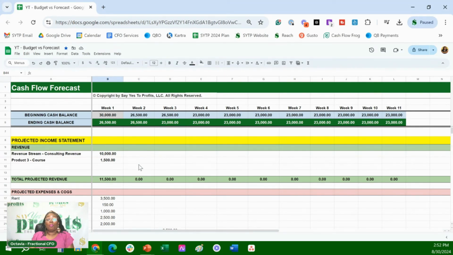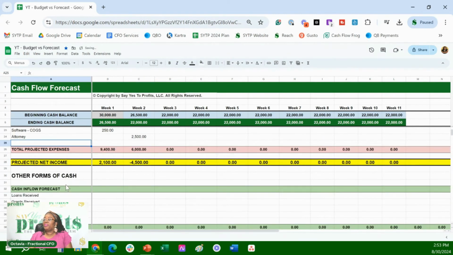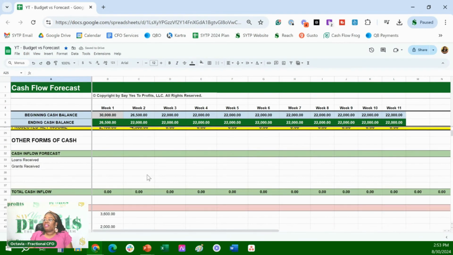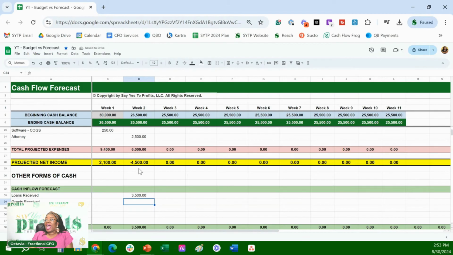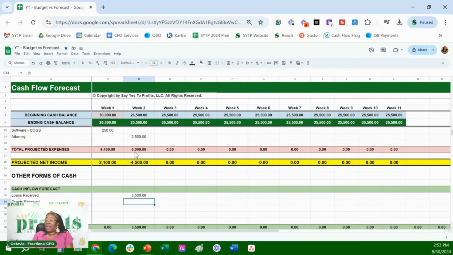Now we're going to enter more information. So let's say you know that you're going to make another $1,500 here, but no more consulting revenue. Let's say we're going to put your CFO here for the purpose of this example. We're going to add your attorney here that you have to pay. Okay. And then we're going to say that you're going to receive a loan as well. Right. And so now you have a net loss, right? Because you only had $1,500 that came in this week, right? But you had $6,000 that went out in that week. So now you have a net loss of $4,500.